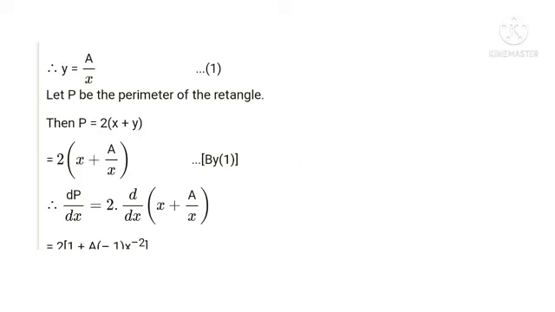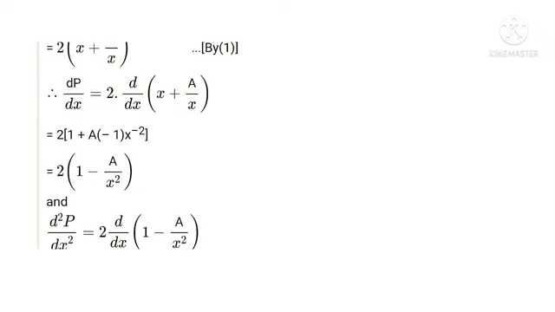Now you differentiate with respect to x, you get derivative of p, that is dp by dx, 2 constant term as it is, derivative of x plus a upon x. So you simplify this, 2 as it is, derivative of x is 1, a as it is, derivative of 1 upon x is minus 1 upon x square. Okay, so we get dp by dx is equal to 2 into bracket 1 minus a upon x square.